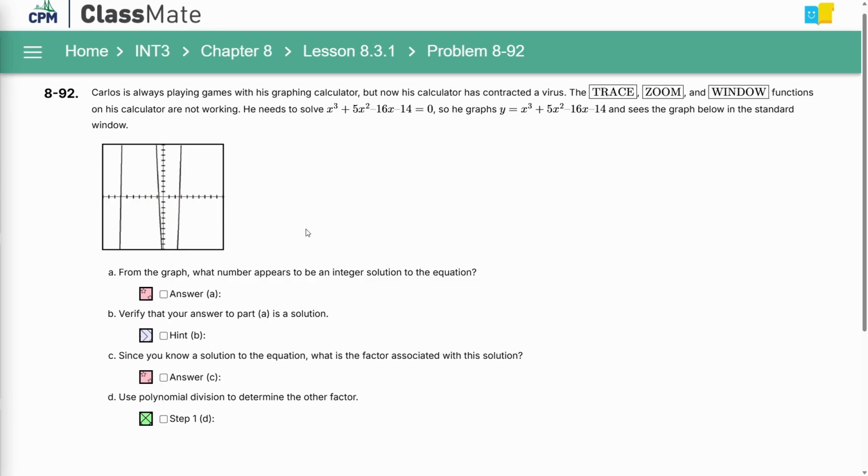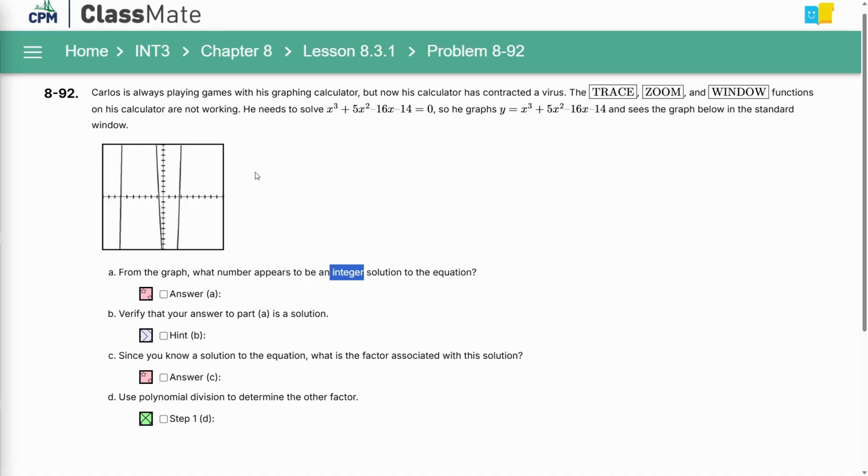Here is the window. Part A. From the graph, what number appears to be an integer solution of the equation? An integer is a number that does not have any decimal or fractional components. For example, 3 is an integer, 5 is an integer. 7.2 is not an integer because it has a decimal point. So it's asking what whole number does this have a solution?